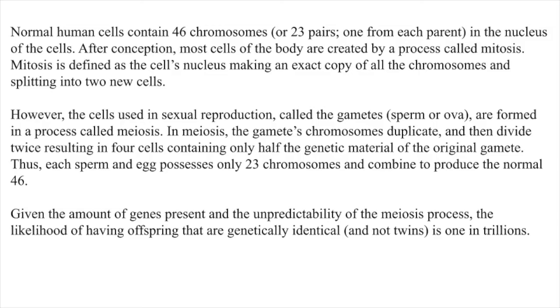In meiosis, the gametes' chromosomes duplicate and then divide twice, resulting in 4 cells containing only half the genetic material of the original gamete. Thus, each sperm and egg possesses only 23 chromosomes and combine to produce the normal 46.